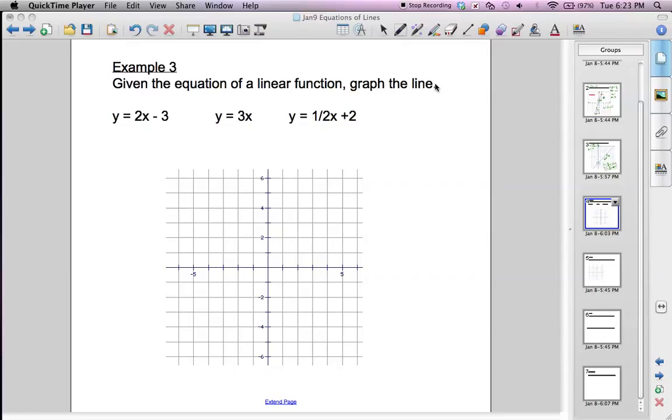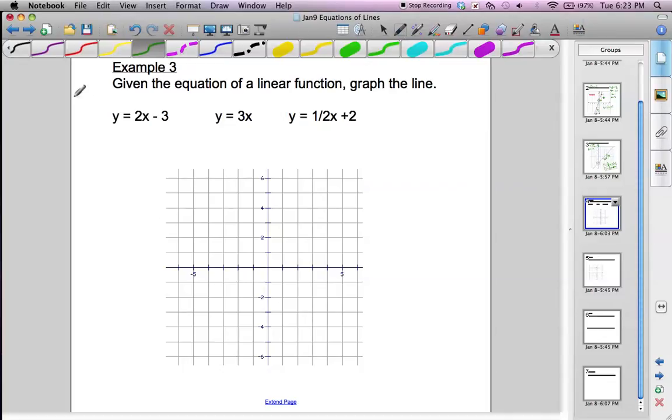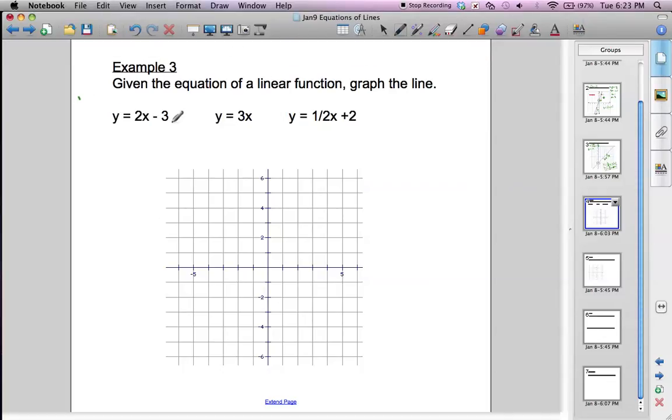Hello, this is Mr. Collier, and today we're going to be graphing linear functions using just their equations, okay? We don't need to do a table of values, so let's take a look at these lines. These lines are all written as y equals, so they're all in the form y equals mx plus b, where remember m is the slope and b is the y-intercept.